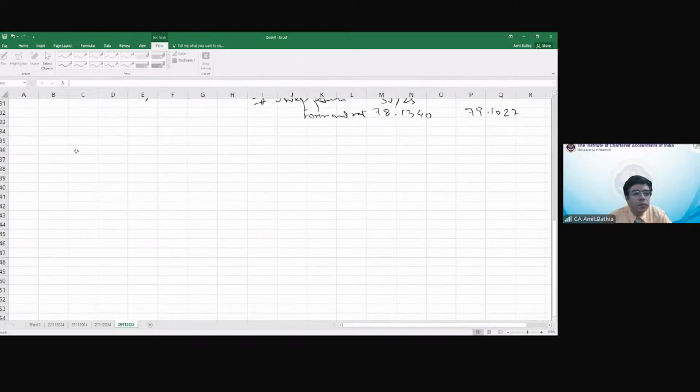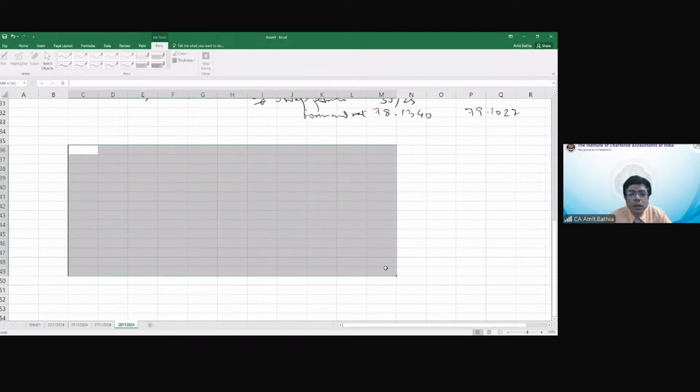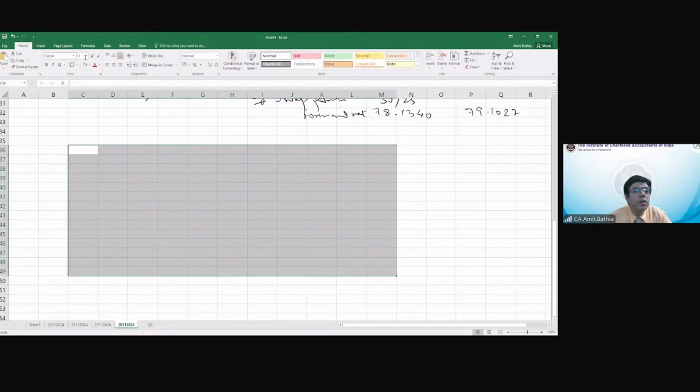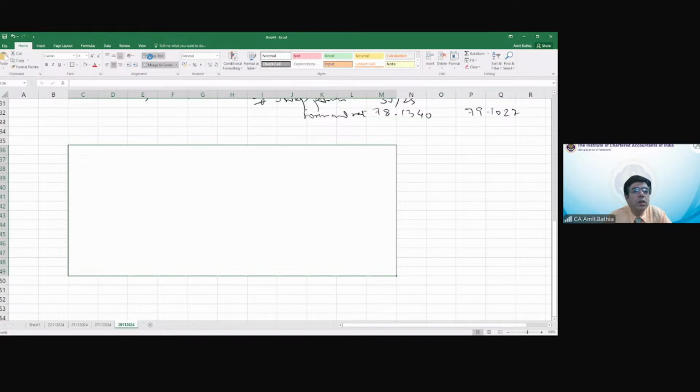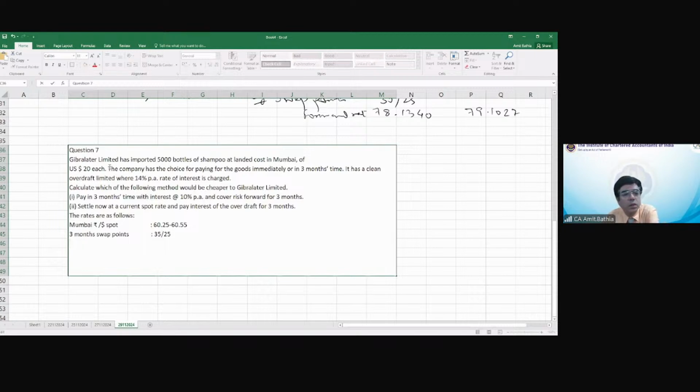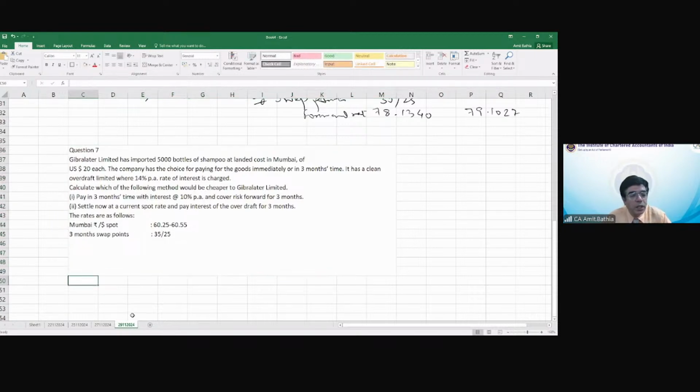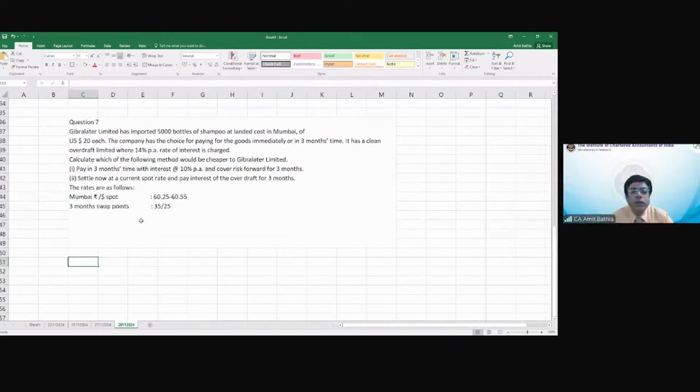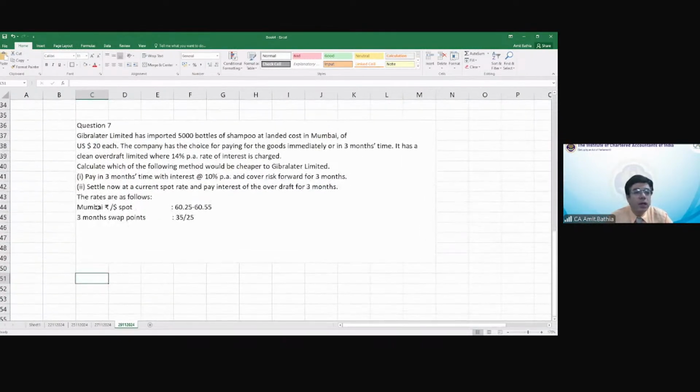Number 7. This is our question number 7 from assignment sheet 2, which was shared with all of you yesterday. If you don't have it already right now, you can take it later on. Right now, you can look at it on the screen.